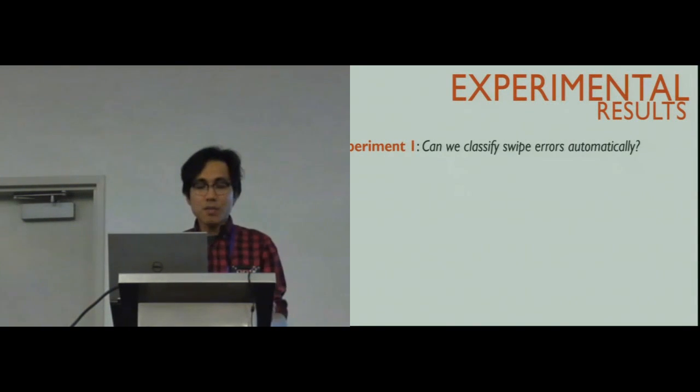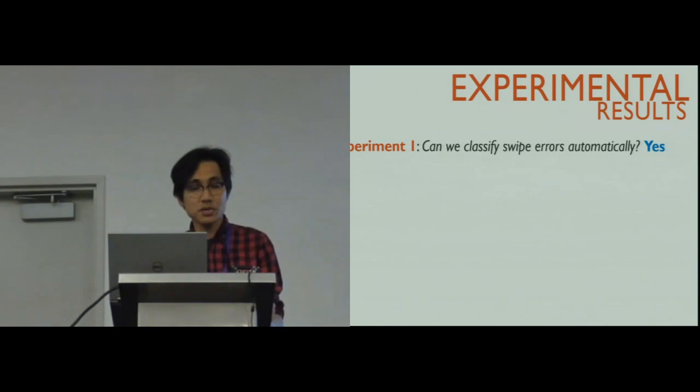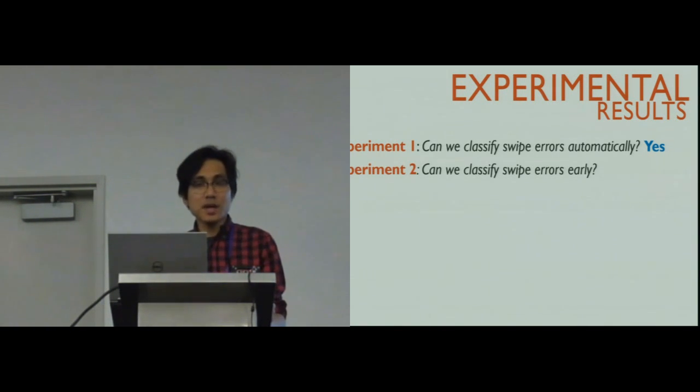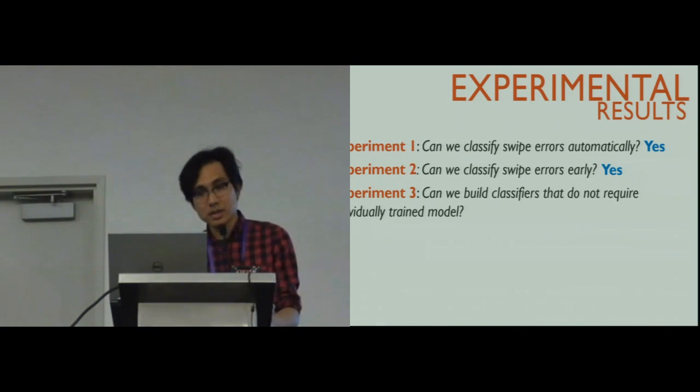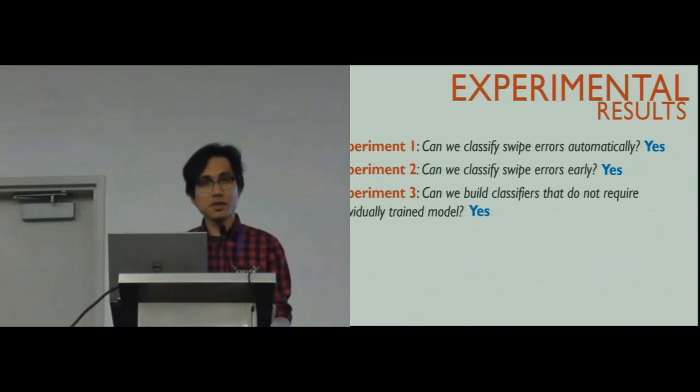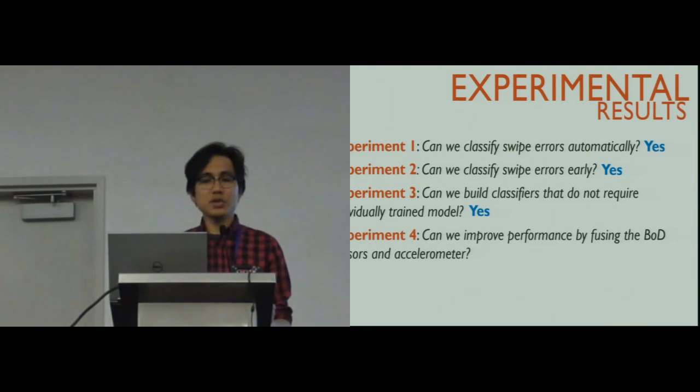So, from all the results, we ask this question: can we classify the swipe error automatically? Can we classify the swipe errors early? Yes, we can do that at about 200 milliseconds. Can we build a classifier that does not individually train a model? As I showed just now, the pooled model outperformed the individual models. We can also improve the performance by combining both back of device sensor and accelerometer data.